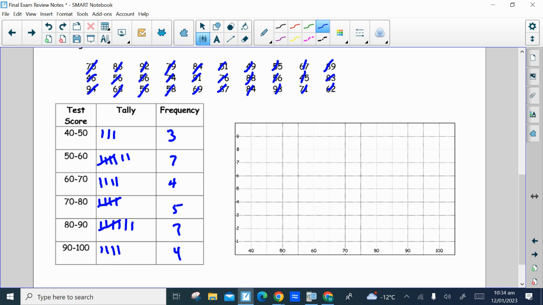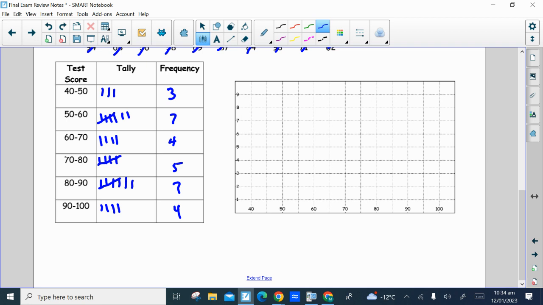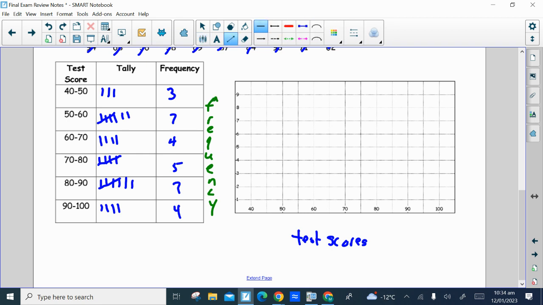Okay, so notice that in this case, we already have the scales on the axes, but they're not labeled. So we need to make sure we do that. Along the bottom, you have test scores. And along the side will be our frequency, how often it occurs. And so now we will draw our histogram.